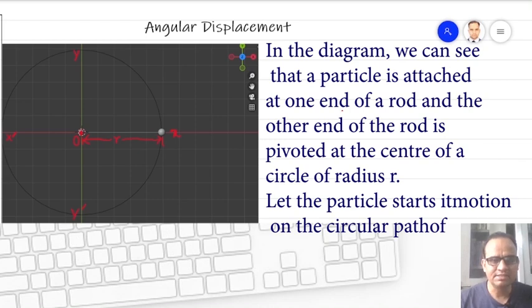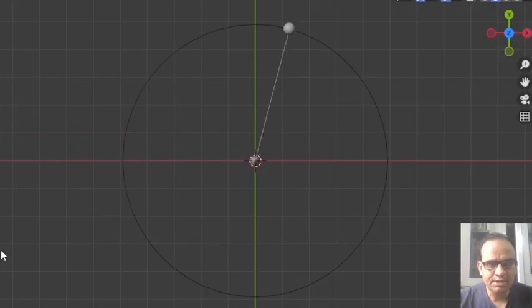In the diagram, you can see that a particle is connected at the end of a rod and the other end of that rod is pivoted at the center of a circle of radius r. If we start its animation, we can see that the particle is rotating on a circular track, and during its motion, it is changing its central angle continuously.